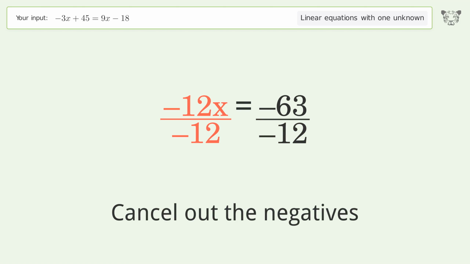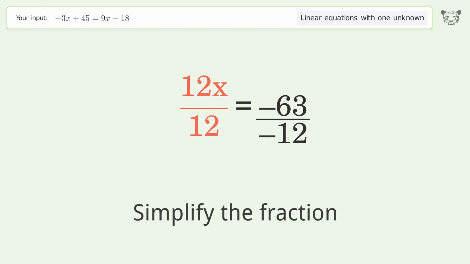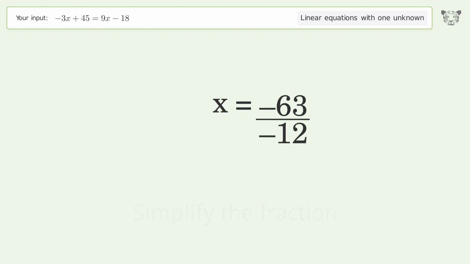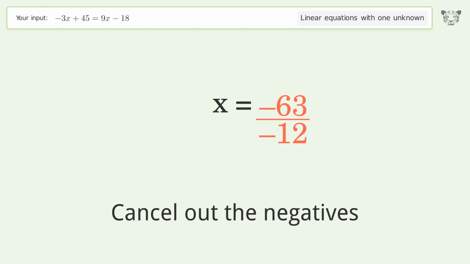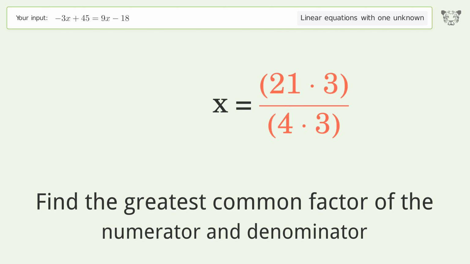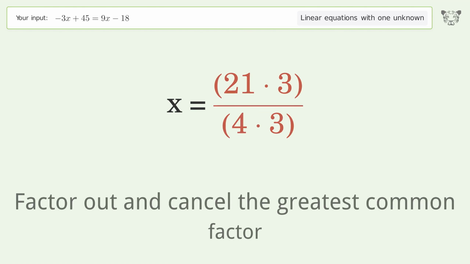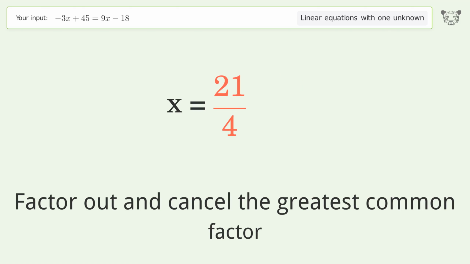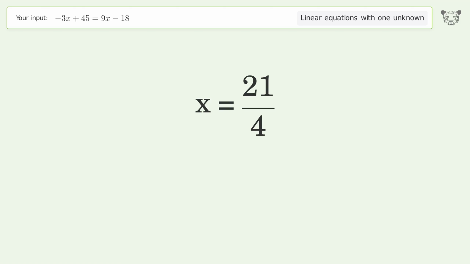Cancel out the negatives. Simplify the fraction. Cancel out the negatives. Find the greatest common factor of the numerator and denominator. Factor out and cancel the greatest common factor. And so the final result is x equals 21/4.